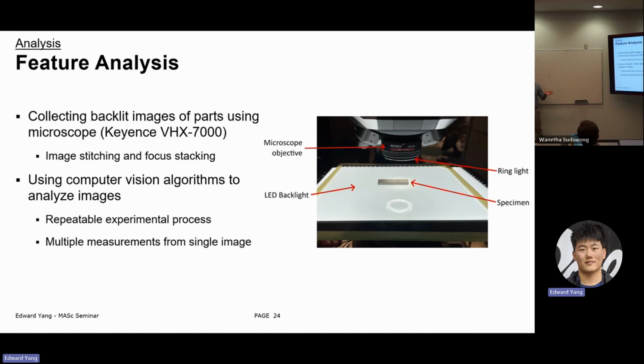Afterwards, I used a computer vision algorithm to analyze these. The reason for that was to have a repeatable process that can be replicated elsewhere, but also to allow things to be sped up with multiple measurements from a single image.